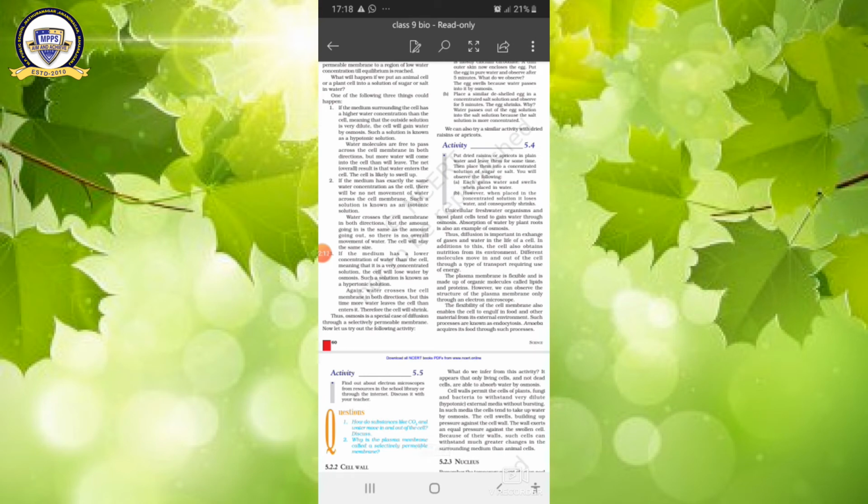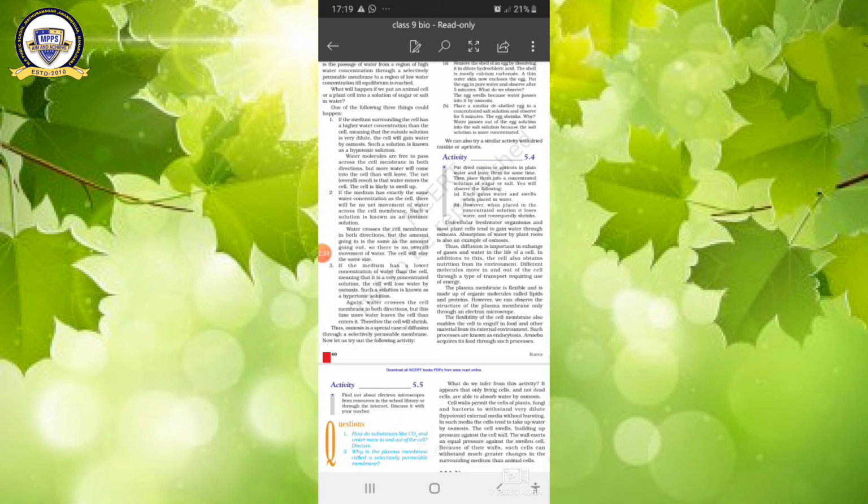Next condition, if the medium has a lower concentration of water than the cell, meaning that it is a very concentrated solution, the cell will lose water by osmosis. Such a solution is known as a hypertonic solution. Again, water crosses the cell membrane in both directions, but this time more water leaves the cell than enters it. Therefore, the cell will shrink. Thus, osmosis is a special case of diffusion through a selectively permeable membrane.